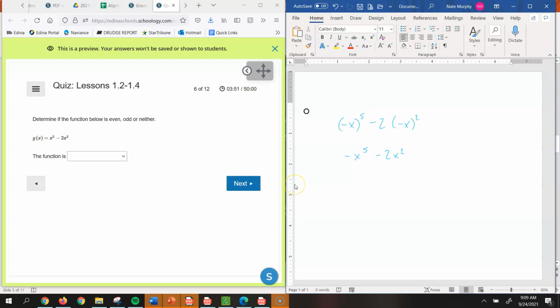So when we compare that to the original, the x to the 5th changed to a -x to the 5th. -2x squared stayed a -2x squared. So since one part changed and one part stayed the same, this is neither even nor odd. In order to be even, every term would have to stay the same. So everything would have to stay equal. In order to be odd, everything would have to become opposite. So even equals or equivalent, odd opposite. That's an easy way to remember it.